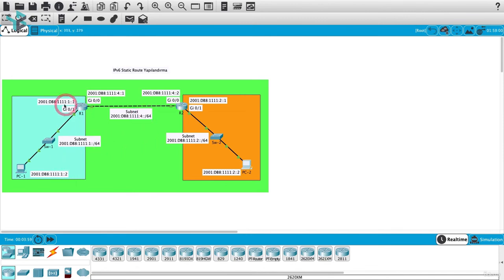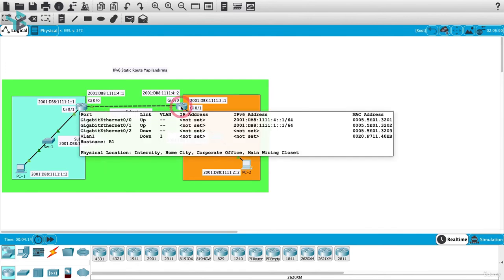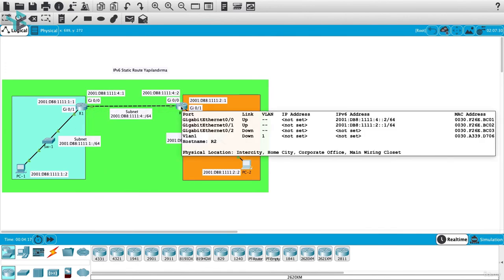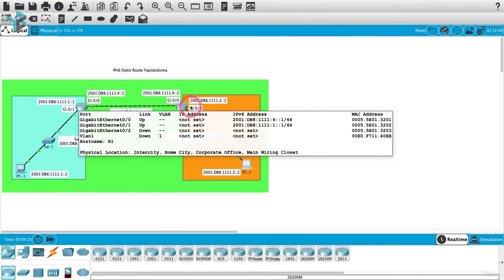Router 1 knows the 1 and 4 networks that are connected directly to it, but it does not know the 2 subnet. In the same way, the router here does not know the 1 subnet. Here we will teach router 1 the 2 subnet and router 2 the 1 subnet by writing static routes. When our users here come to router 1 to go to subnet 2, router 1 will look at the route table and send us to router 2.